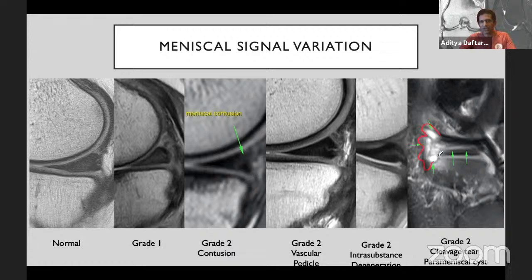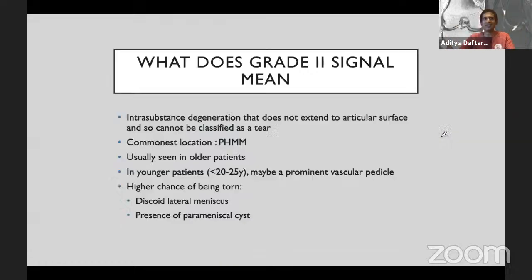The third thing is you see horizontal high signal, and along with it, you see this lobulated structure like this. So that is a parameniscal cyst. So then you know you are dealing with a horizontal cleavage tear with a parameniscal cyst. And then the question is whether you decide to go and do something about the tear or you do something about the cyst before you do something about the tear. So hopefully everyone is clear on some variation on meniscal signal. This is just meniscal signal variation before we actually reach the tear stage.